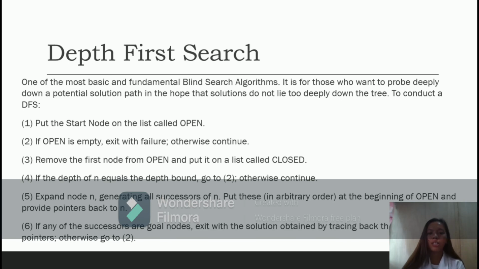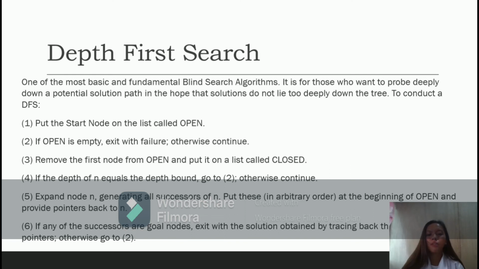The next method is the depth-first search. The depth-first search, or DFS, is one of the most basic and fundamental blind search algorithms. It is for those who want to probe deeply down a potential solution path in the hope that solutions do not lie too deeply down the tree. That is, DFS is a good idea when you are confident that all partial paths either reach dead ends or become complete paths after a reasonable number of steps.